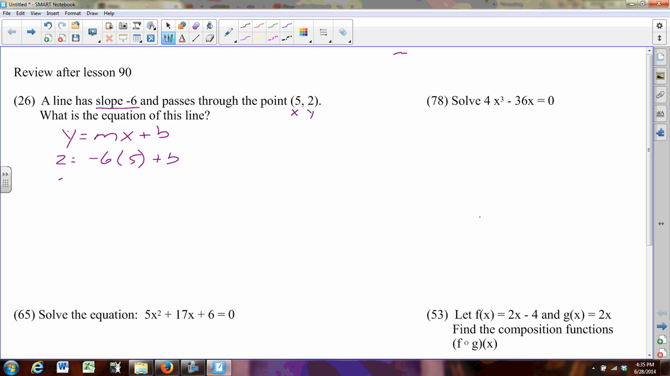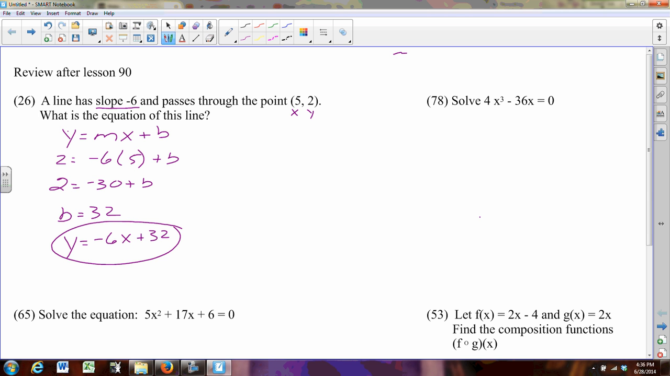From here, I have 2 equals -30 plus b. So obviously b would have to be 32. Put it in equation of a line, y equals mx plus b. My slope is -6, and plus b, which is 32.